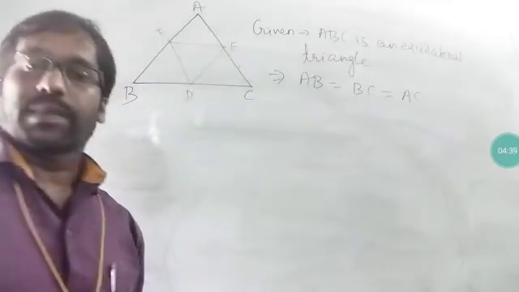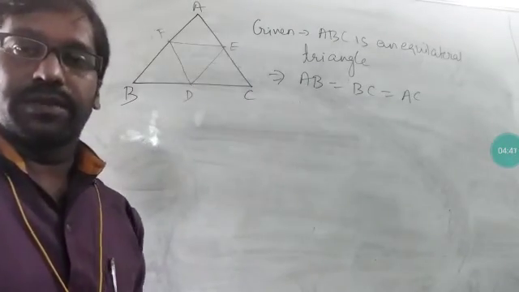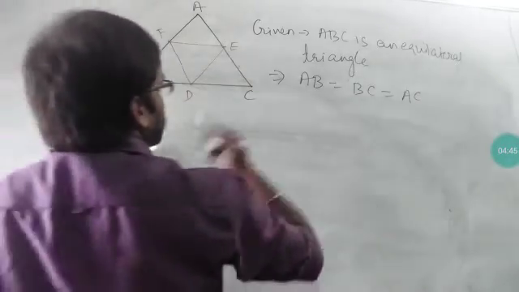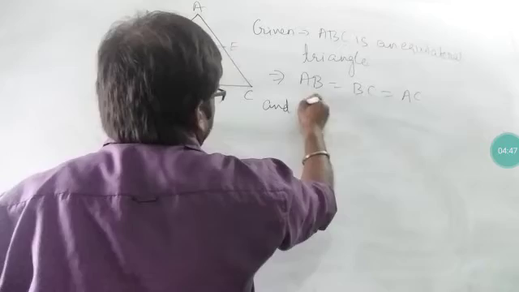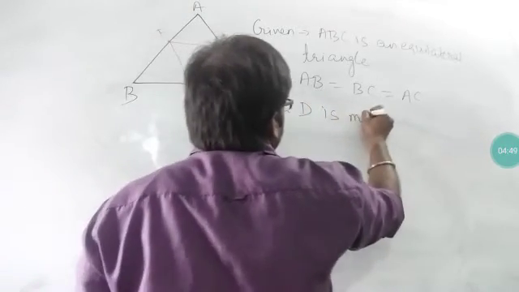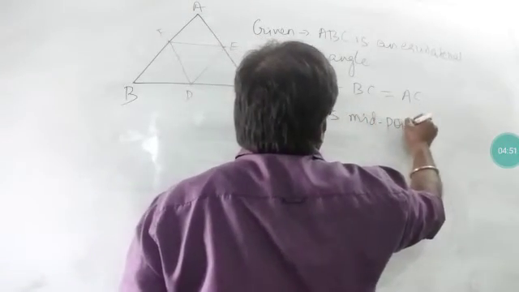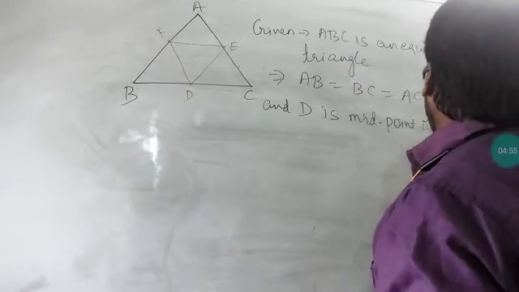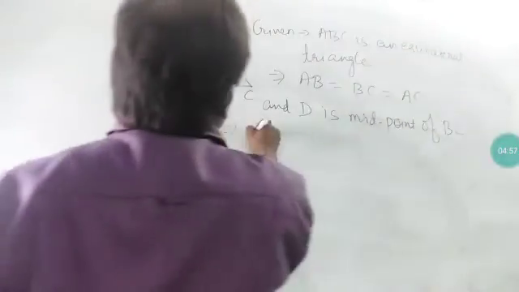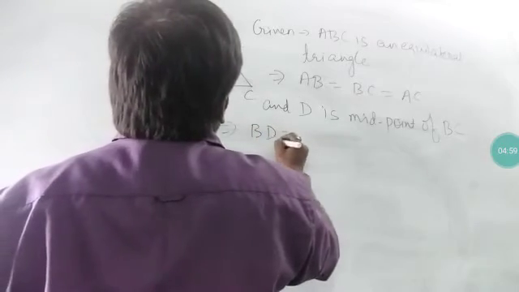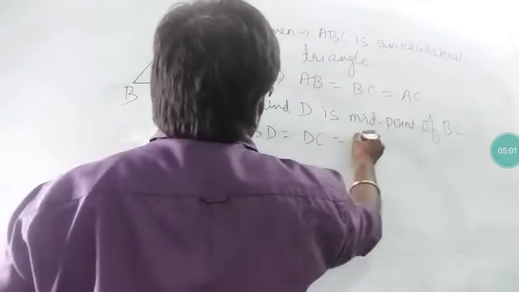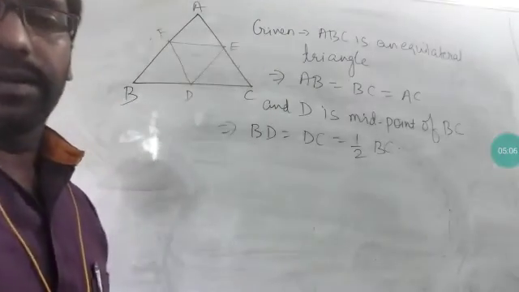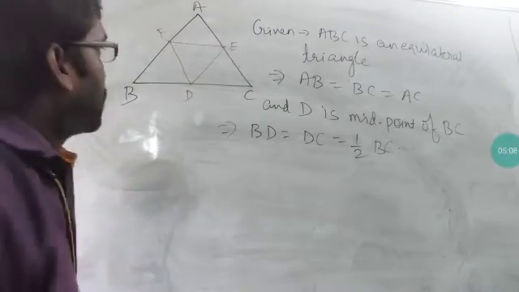So we will write the properties of an equilateral triangle: all sides are equal. Now let us see how it can be done. Which is the midpoint of BC? D is the midpoint of BC here. So we can say BD is equal to DC, obviously half of BC also.